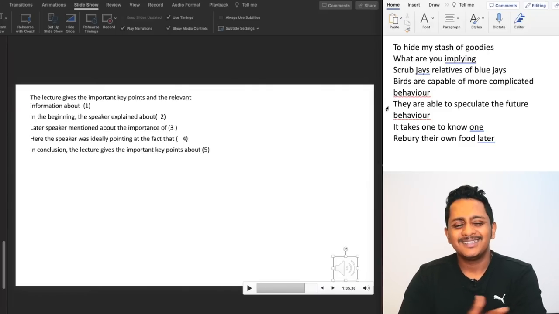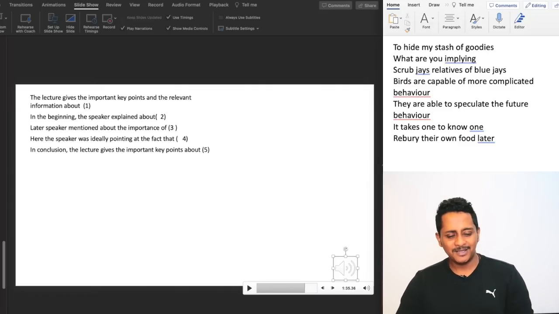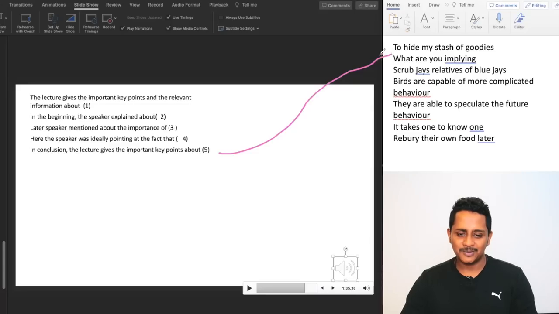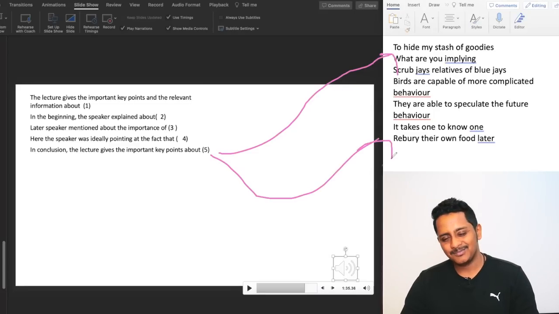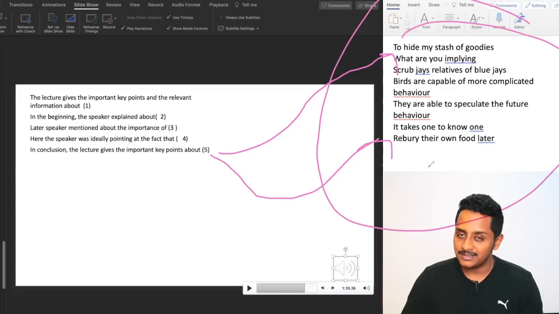The idea is very simple. Whatever is there, I'm speaking. The last one, I'm again speaking with the first one. For the last one, you can again speak the same thing also. Doesn't matter. But finish this.